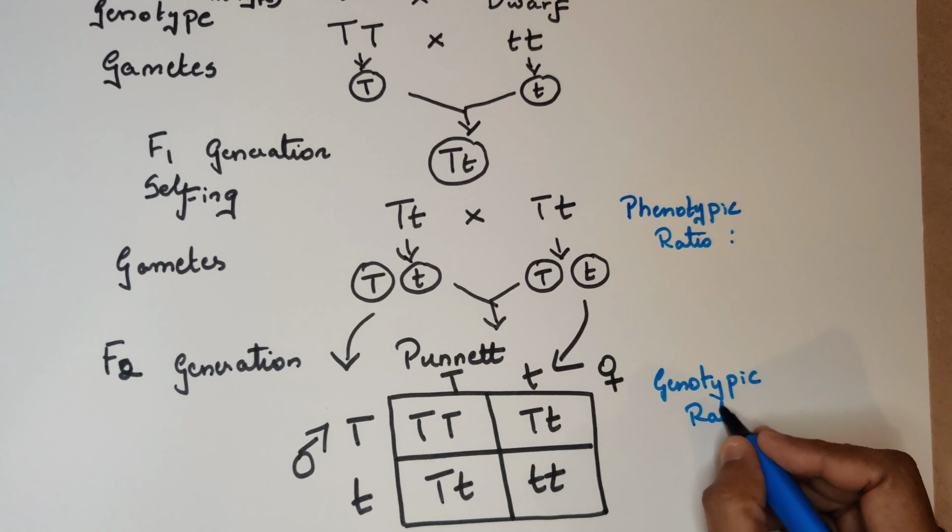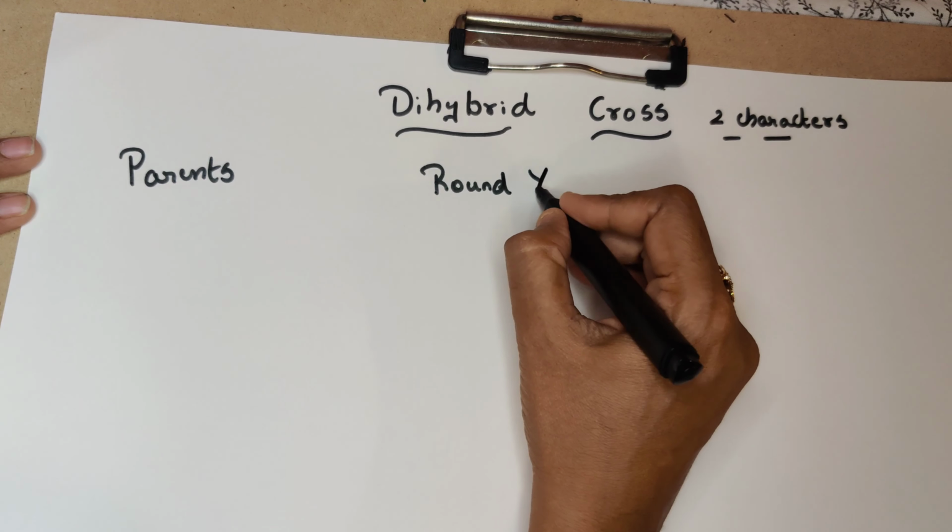Now how do you work out the dihybrid cross? Here we are also going to take two plants only, plant A and plant B, but these two plants will differ not in a single character, but they differ in two characters. That is what is called as dihybrid cross. So let us take the parents now. So the parental generation will be this. One is round, yellow.